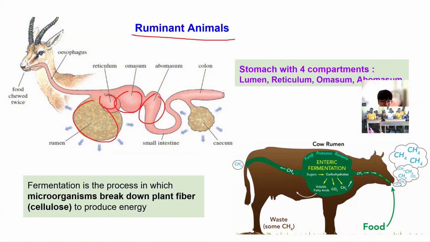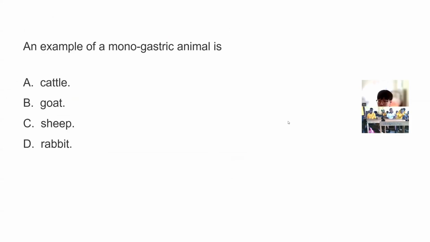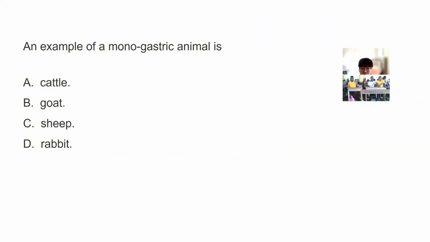Fermentation occurring in the rumen, we've looked at that in cows as well. And fermentation is where microorganisms break down plant fiber or cellulose. Okay. And that's how we got to this question.